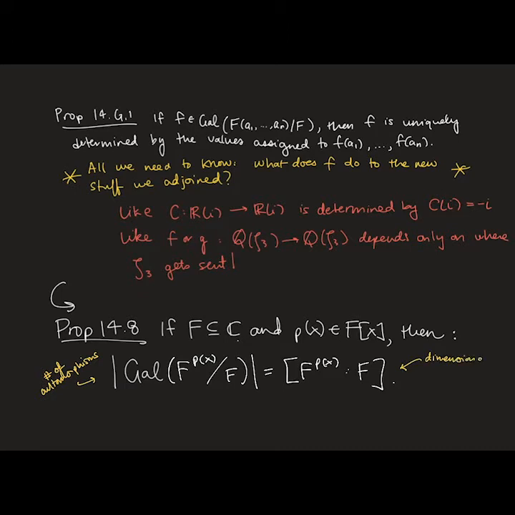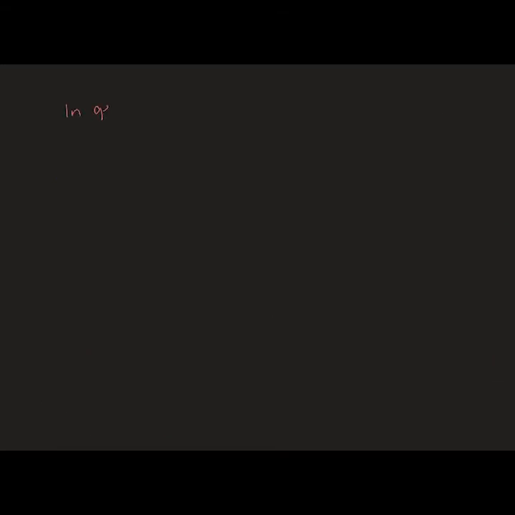So the number of automorphisms is precisely the dimension of a vector space. That's awesome, but there's a big warning here. In general, if we have an extension of fields K over F, we don't necessarily have that the size of the Galois group is the dimension of that vector space. There has to be a polynomial that links K and F in order for the dimensions to give us the size of the Galois group, right?